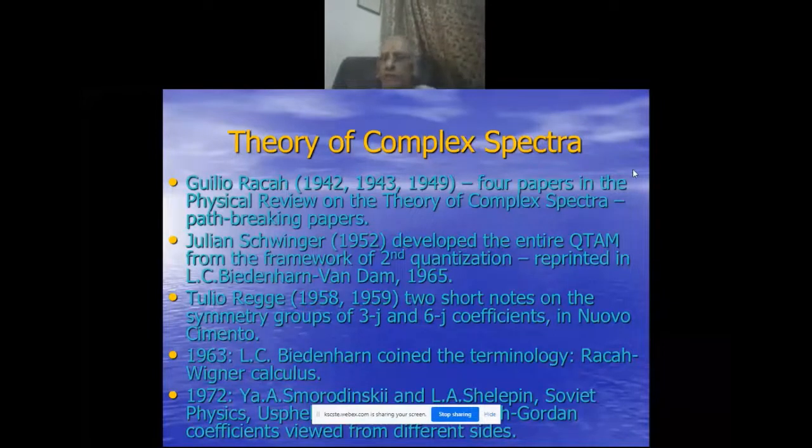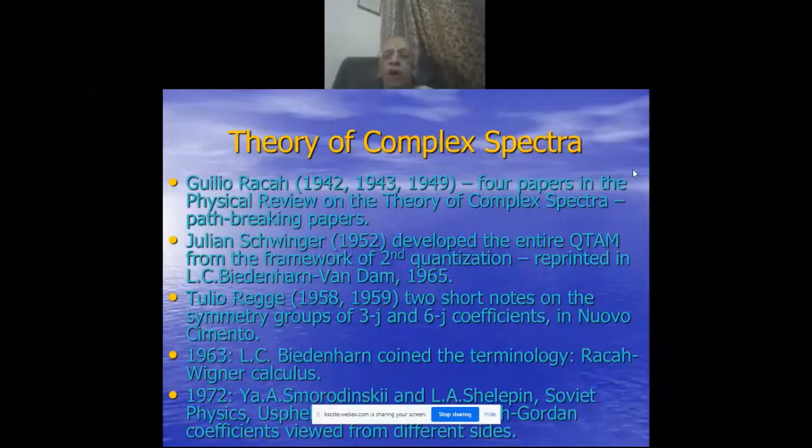There were two short notes, hardly two pages long, written by a mathematical physicist of great reputation. There is a phenomenology known as Regge phenomenology in particle physics. This gentleman is by name Tullio Regge. He wrote two short notes on the symmetries of 3J and 6J coefficients, in an Italian journal called Il Nuovo Cimento. And these two short notes triggered my imagination.